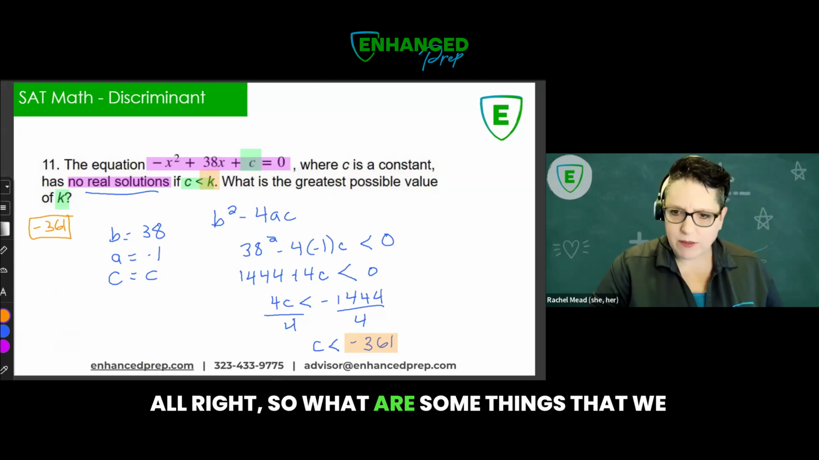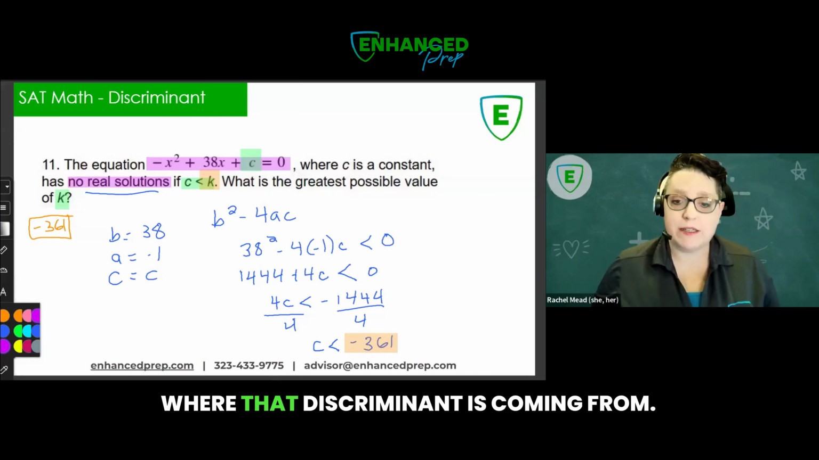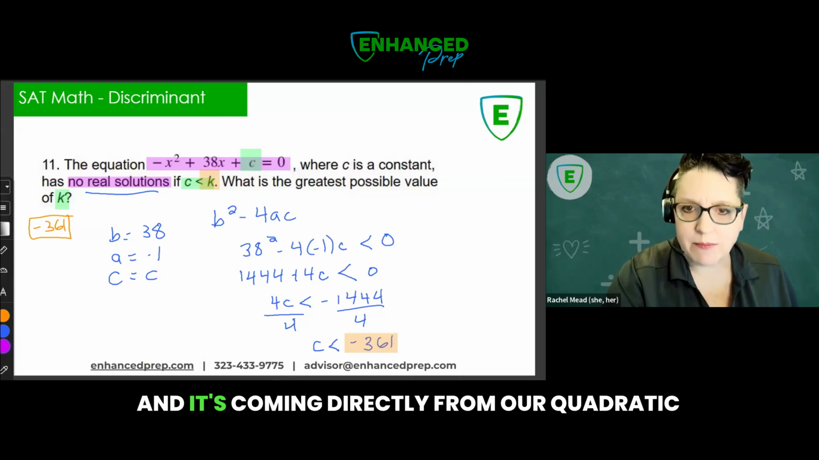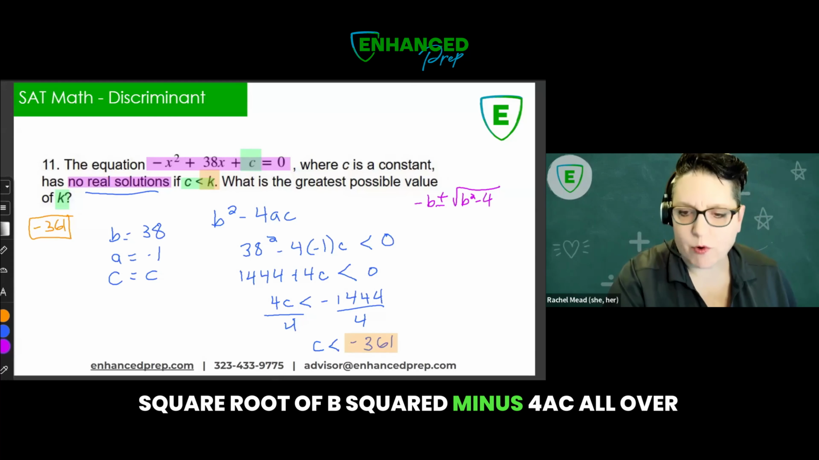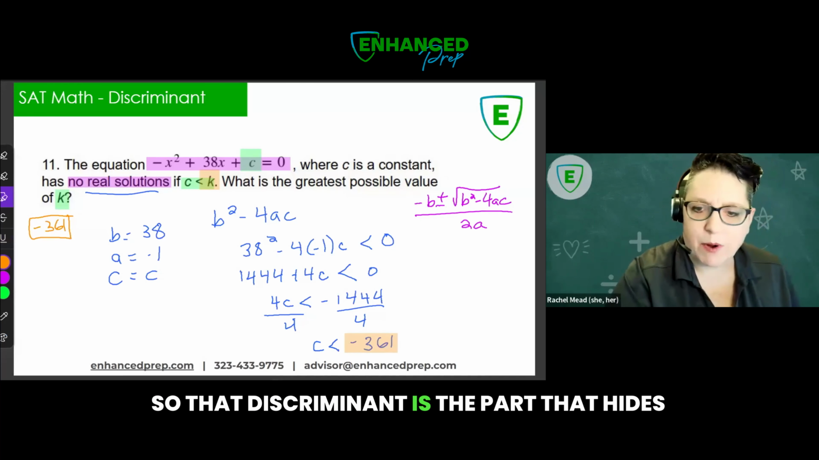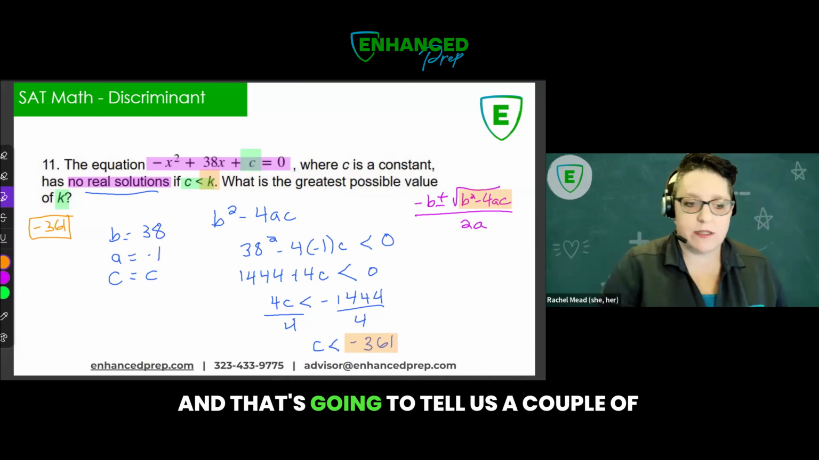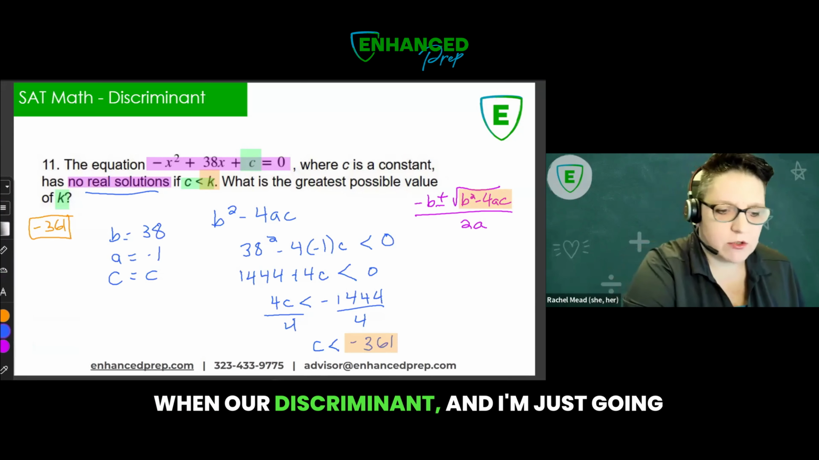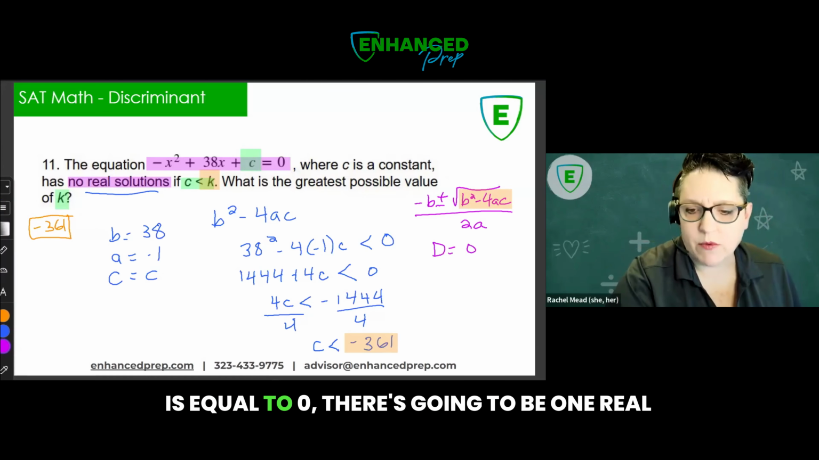All right, so what are some things that we need to remember here? First and foremost, we need to remember where that discriminant is coming from. And it's coming directly from our quadratic formula, -b plus or minus the square root of b squared minus 4ac all over 2a. So that discriminant is the part that hides inside our radical here. And that's going to tell us a couple of things. When our discriminant, and I'm just going to write that as a capital D here for you, is equal to 0, there's going to be one real solution.